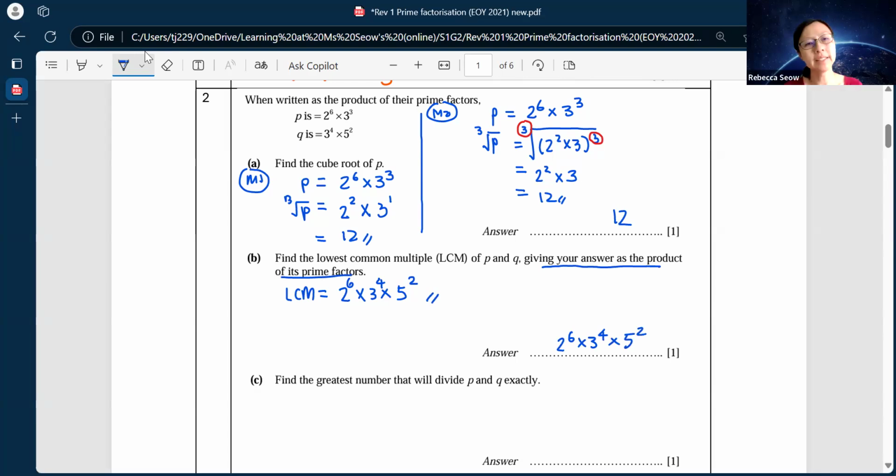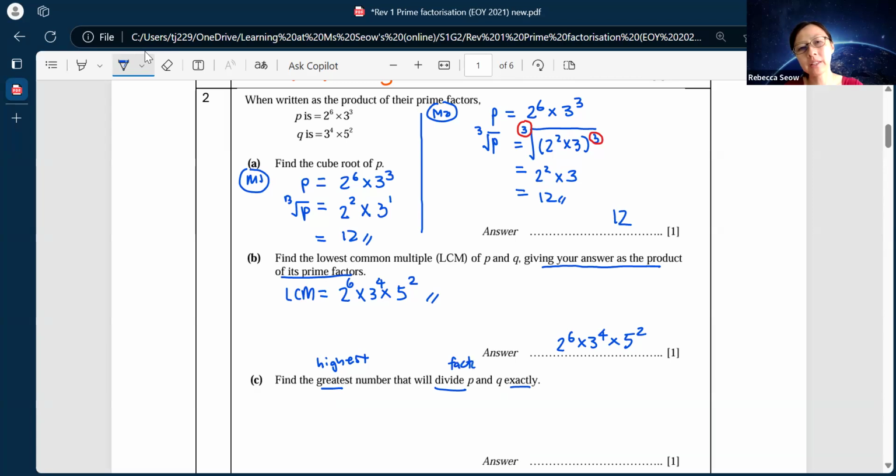Finally, let's take a look at the last portion, C. It says find the greatest number that will divide P and Q exactly. What exactly is the question asking? Well, the word greatest suggests highest. And the words divide exactly mean divide equally. So when P and Q are both divided equally, we are actually looking at its factors.